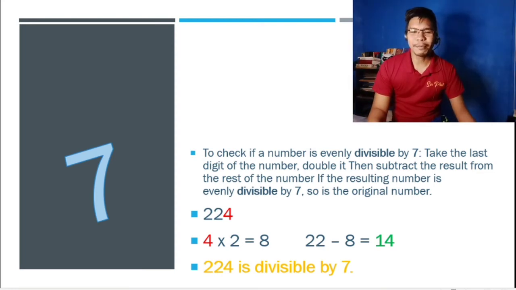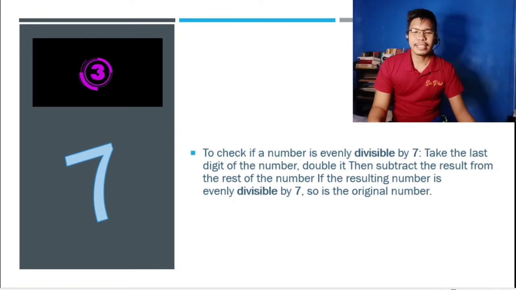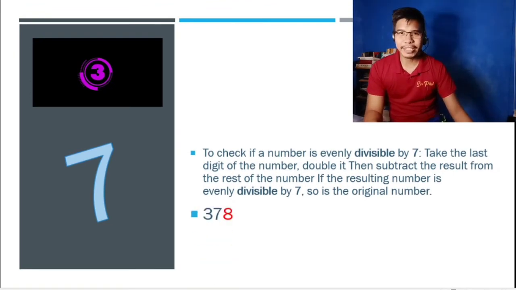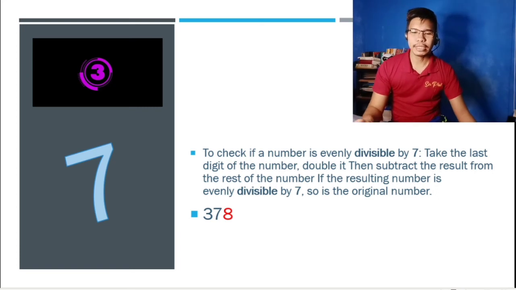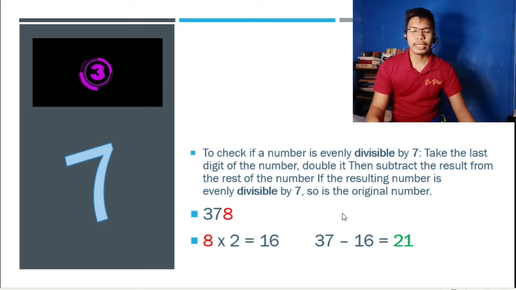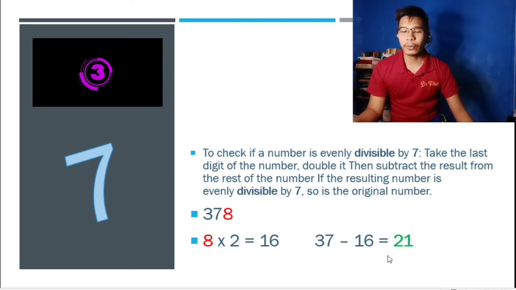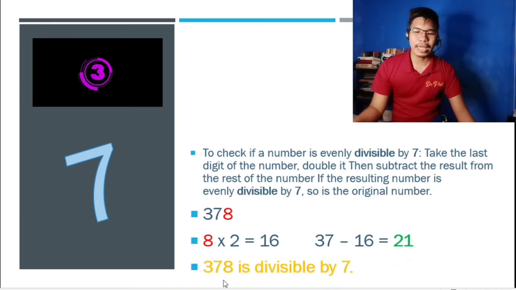Let's take another example. In this example, we are given 378. So again, we will take the last digit, which is 8, and then we double it, or multiply it by 2. So that is 8 times 2, which is equal to 16. And then the result, we're going to subtract from the remaining numbers, which is 37. So that will become 37 minus 16, which is now equal to 21. And obviously 21 is divisible by 7, so therefore we can conclude that 378 is divisible by 7.